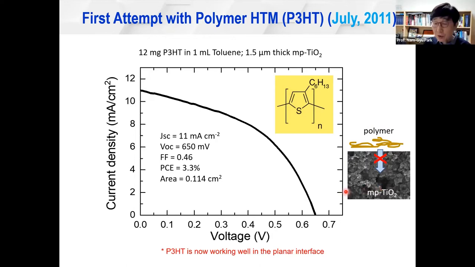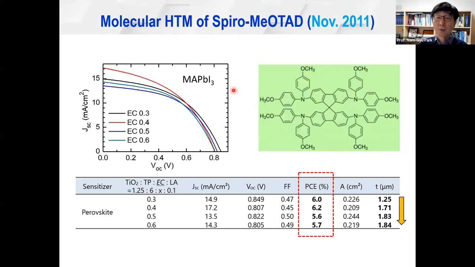So in order to make the infiltration easier, we switched the polymeric transporting material to a molecular HTM, such as the spiro compound. Spiro is the backbone, usually with methoxy end groups. And then as usual, for the case of the dye-sensitized solar cell, we increased the film thickness up to 2 micrometers. However, the efficiency could not be increased.